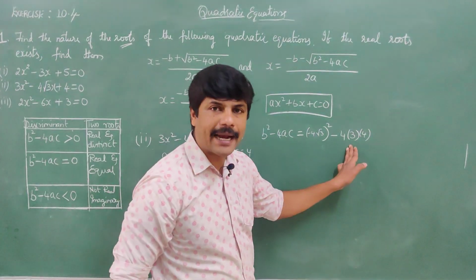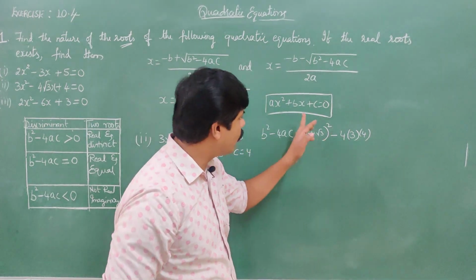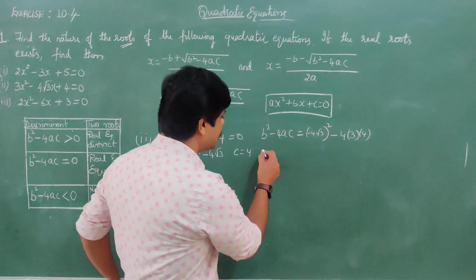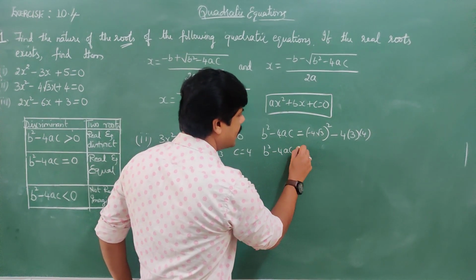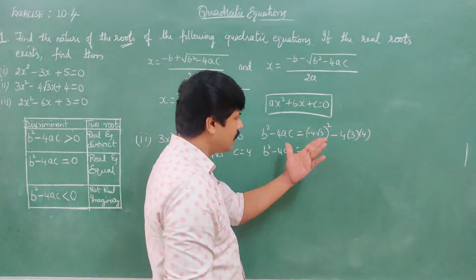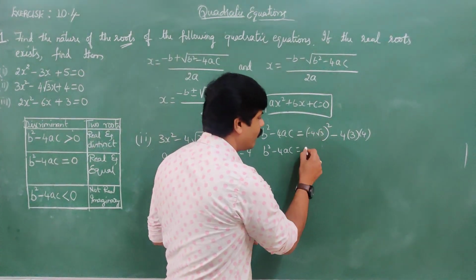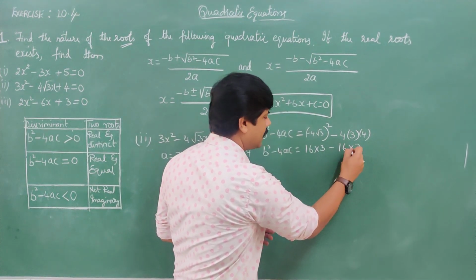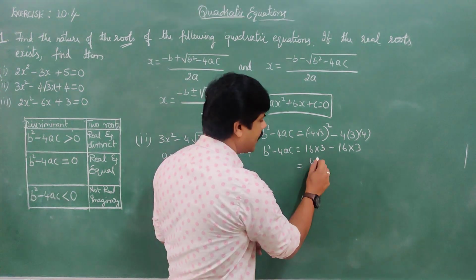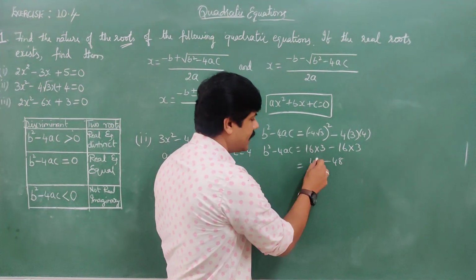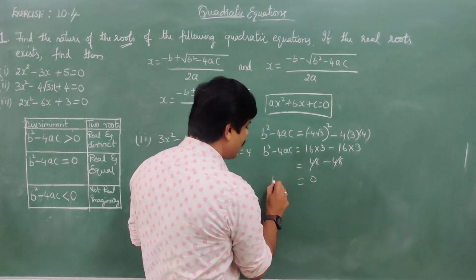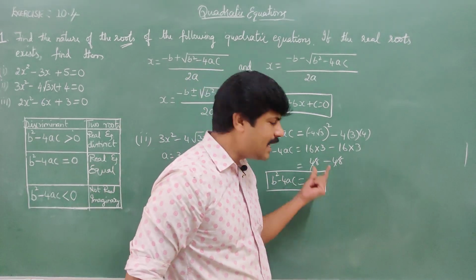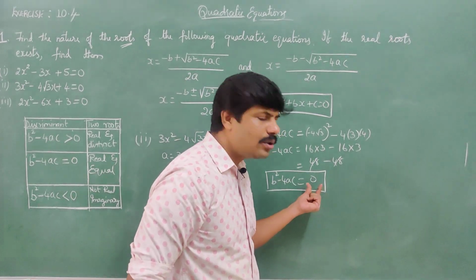Don't write without brackets, because it becomes 434. 4ac means 4 into a into c, therefore 4 into 3 into 4. Understand? Now b square minus 4ac is equal to, now apply the square, so minus into minus is plus, 16 times root 3 into root 3 is 3, minus 4 times 3 into 4, that is 16 into 3, 48 minus 48. 48 minus 48 is 0. That means b square minus 4ac has become equal to 0.